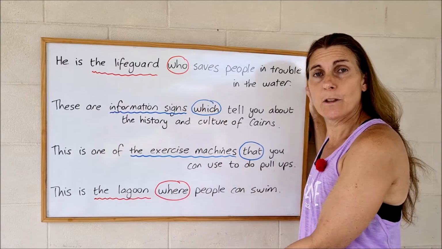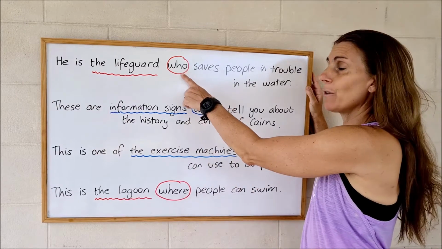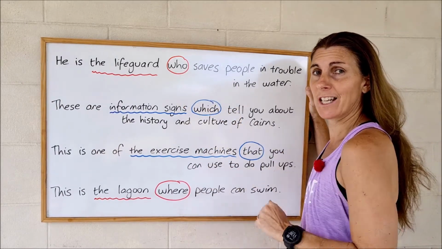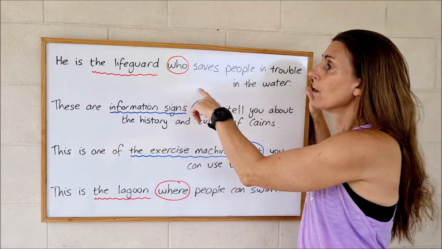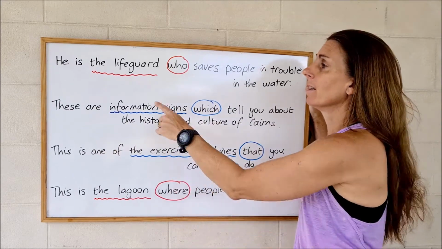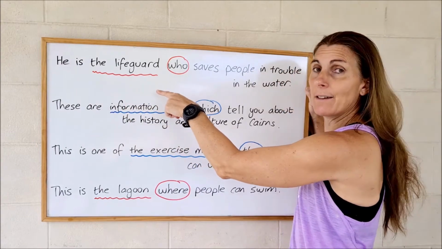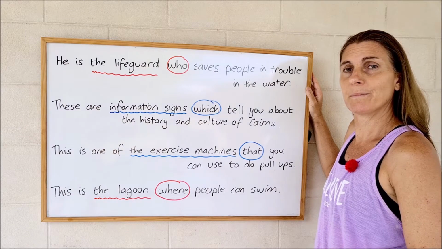All right, so these are the 4 sentences that you just heard down at the Cairns Esplanade using 4 different relative pronouns. So let's look at each one. The first sentence is who. We use who because we're giving more information about a person. Our person here is the lifeguard. So he is the lifeguard who saves people in trouble in the water.